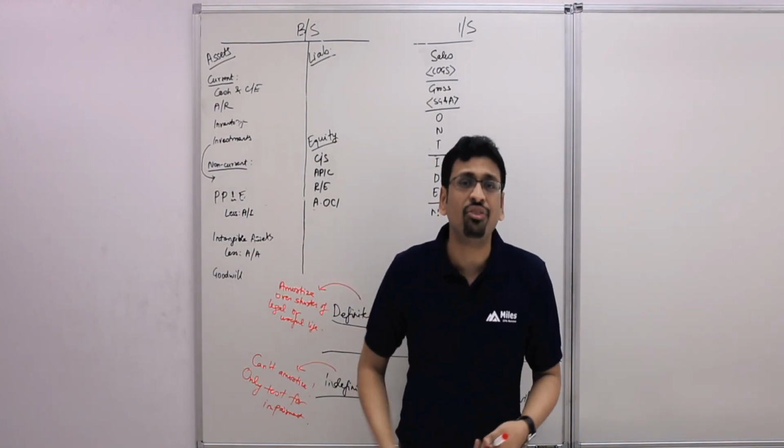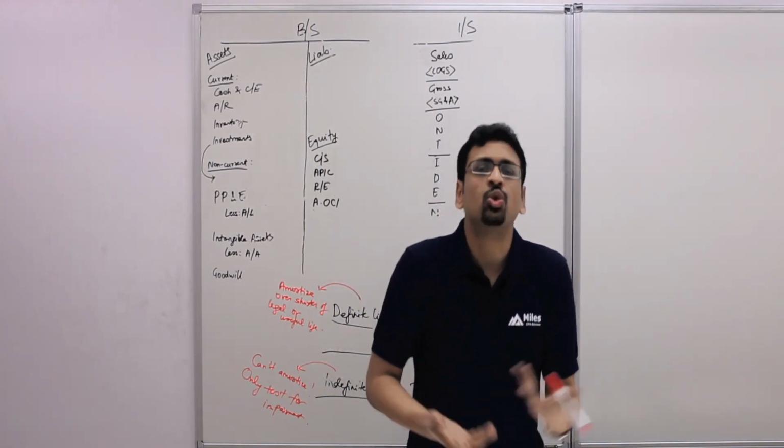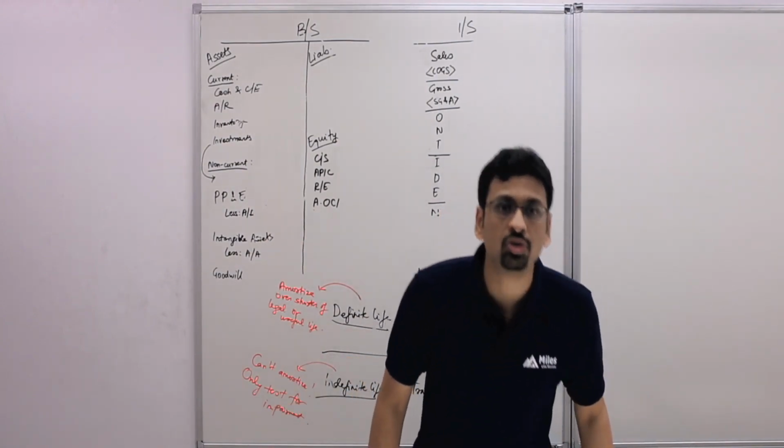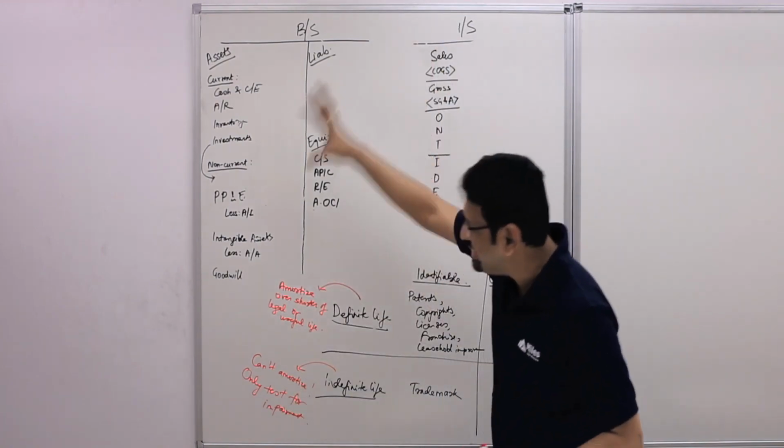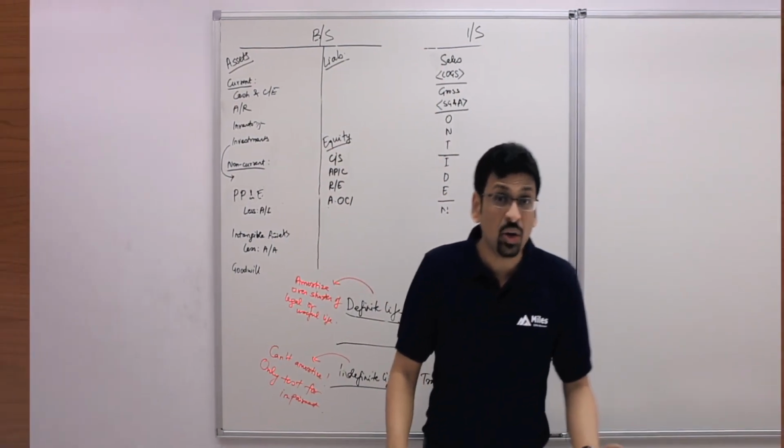So let's say you're selling off an intangible, similar to tangibles, you could have a gain or loss on sale. So let's look at these basics on the book.